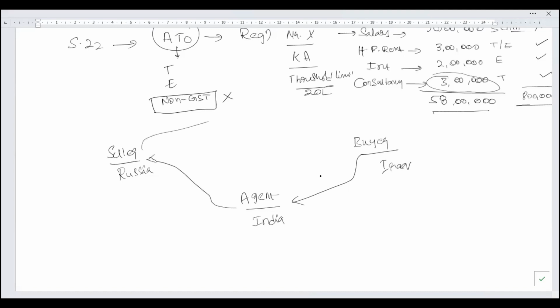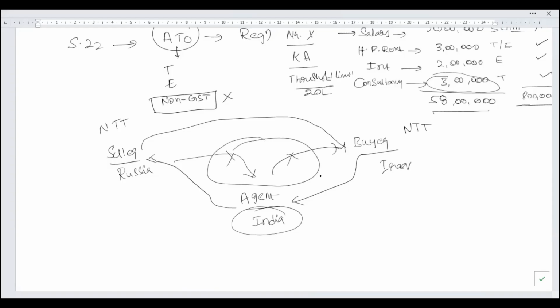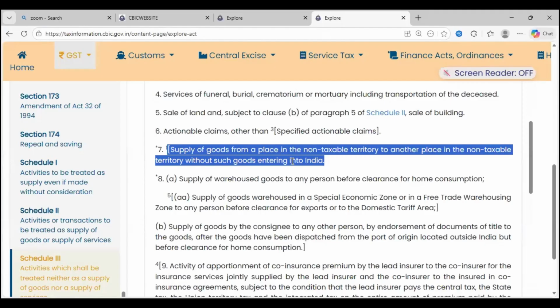So these goods travel directly from Russia to Iraq, but I get my income, commission, whatever it is called, in India. So when there is a transfer of goods from non-taxable territory to non-taxable territory without getting into India, they never travel to India and they never go out of India. Since this is not coming into India, this entire income they wanted to call Schedule 3, neither supply of goods nor supply of services. Supply of goods from a place in non-taxable territory to another place in non-taxable territory.